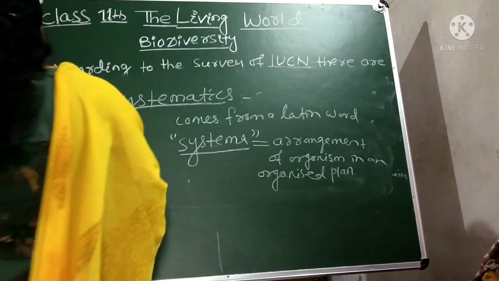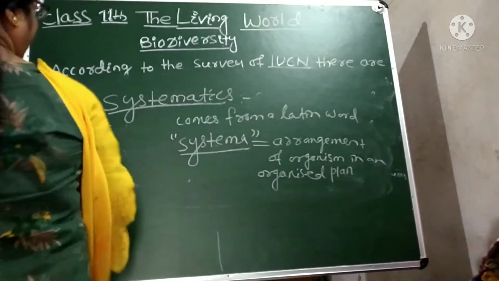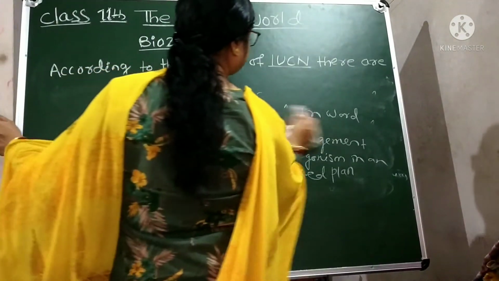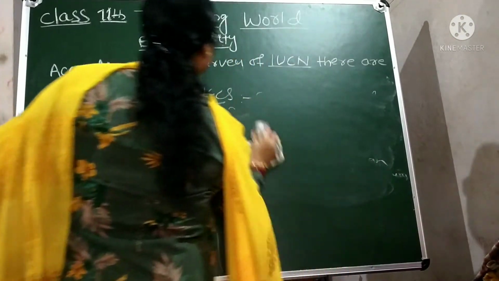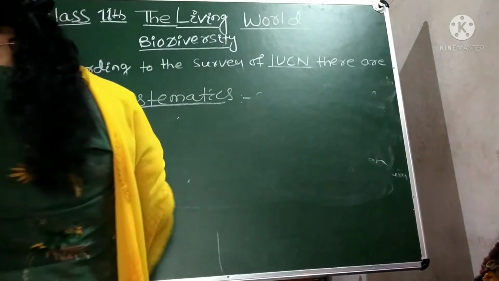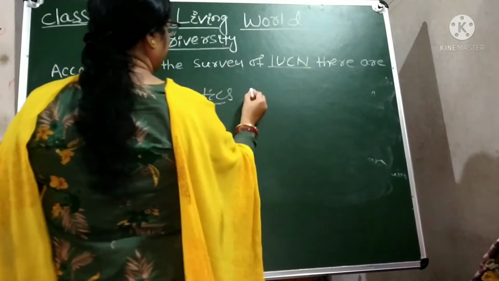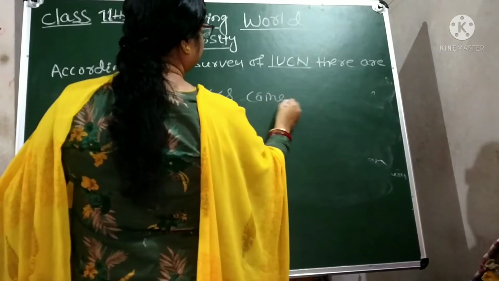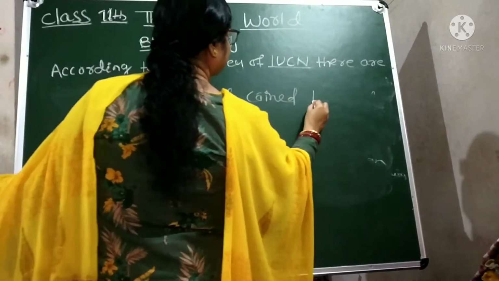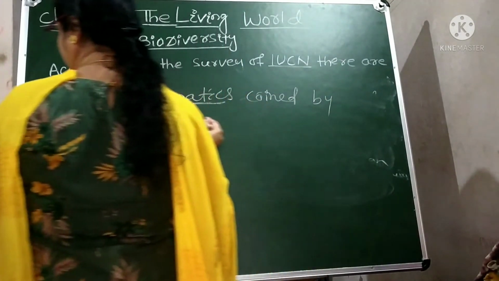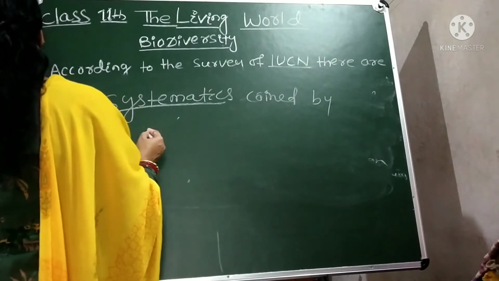Okay. Then first, who coined the term systematic? The systematic word was coined, means first used, by scientist Linnaeus.